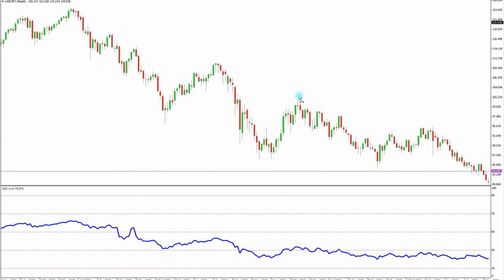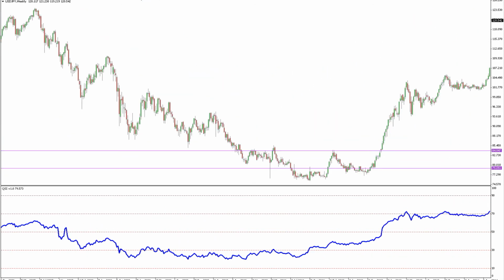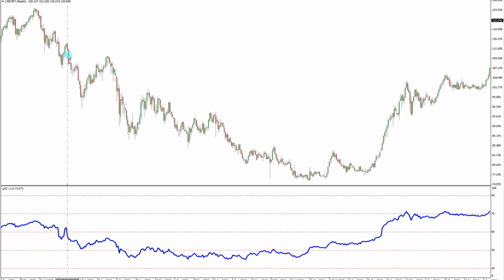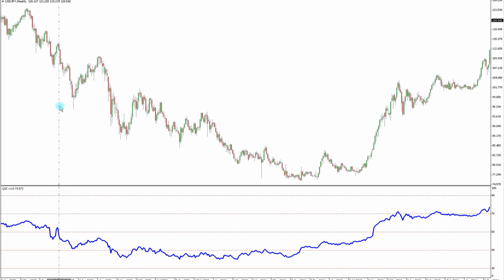Let's have a look at the past. Very interesting is to notice that this corresponded to this bullish break, which corresponds to this double bottom pattern. We also had another break here, exactly in this area. At this stage we had a break below these levels, and we didn't come back from it until here. So all this period was basically bearish from the QSI point of view.